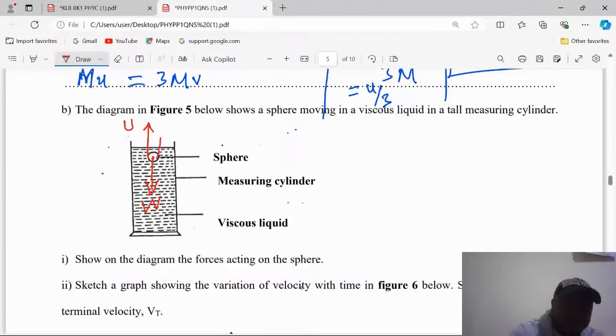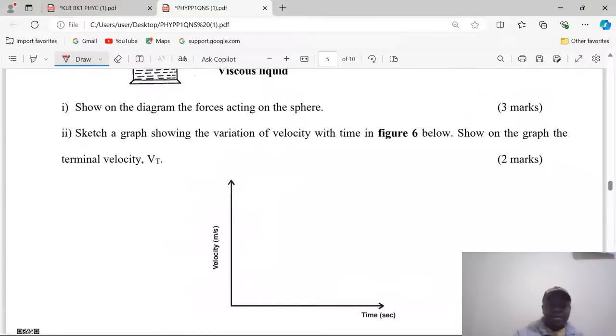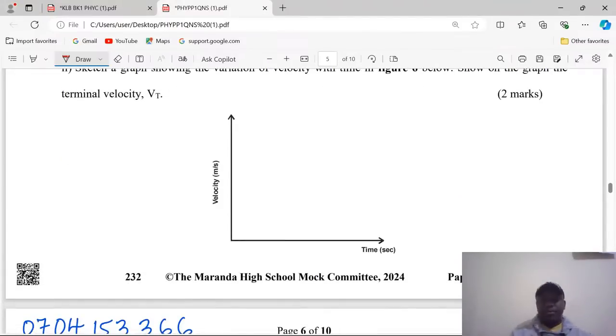The friction or the viscous drag, because it is inside a fluid, there will be viscous drag, frictional force due to the viscous liquid. So we shall have three forces: friction, which is against the motion; upthrust, also against the motion, that is they're going upwards. But now we have the weight of the body going downwards. Then we are told to sketch a graph showing the variation of velocity with time in figure 6 below. Show on the graph the terminal velocity, Vt, of this object. So we should know that the body moves with a varying acceleration, which means we're going to have it like this.